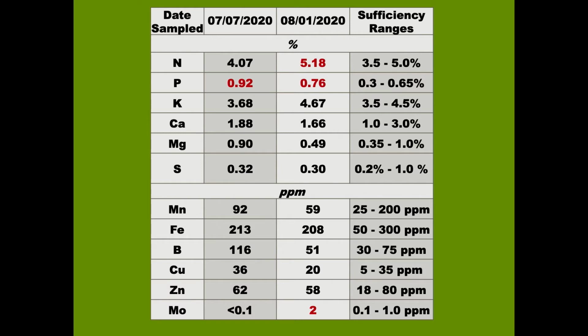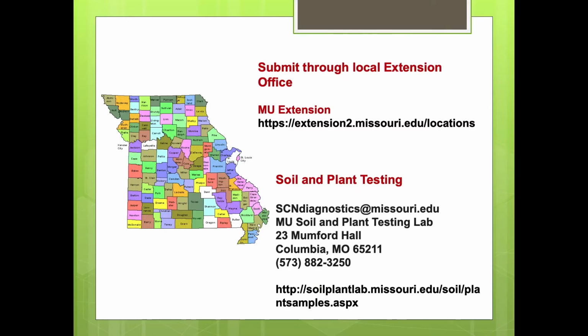$23 is a tiny investment to make sure your crop is where it's at, because ultimately this information is going to help you optimize the crop and get everything out of that crop that you could have gotten. So look, it's an investment. That's definitely the way to look at it.